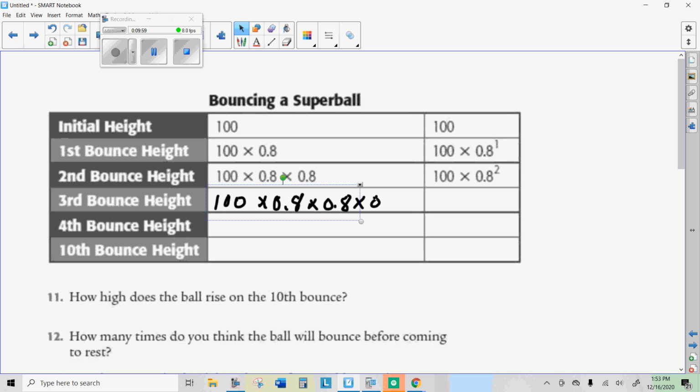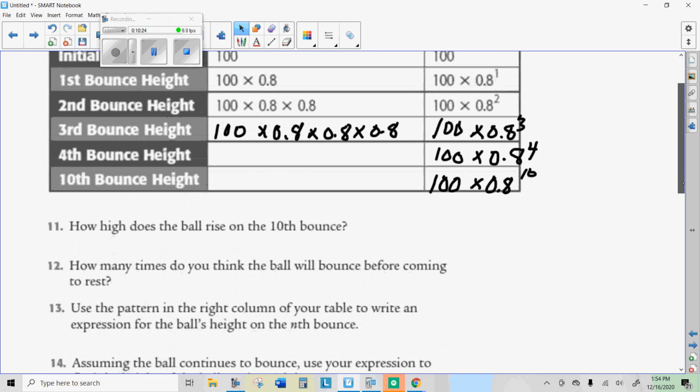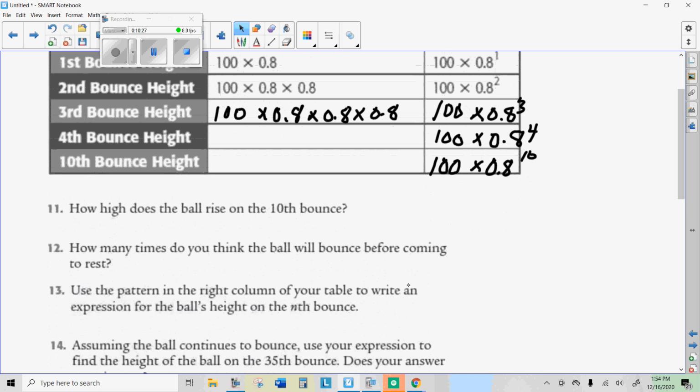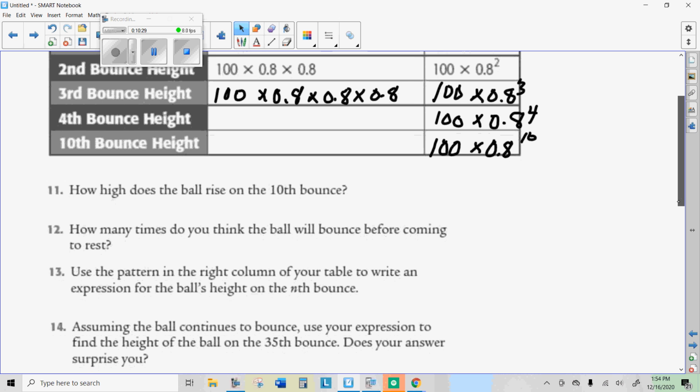3 times. And so the expression would be 0.8 to the third power. On the fourth bounce, the expression that would get you the height is 0.8 to the fourth power. And so on the 10th bounce, if you want to just skip to that, the quick way would be multiplied by 0.8 to the 10th power. All right, so go ahead and use that expression to fill in the next few questions here.